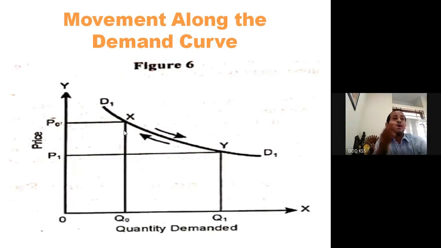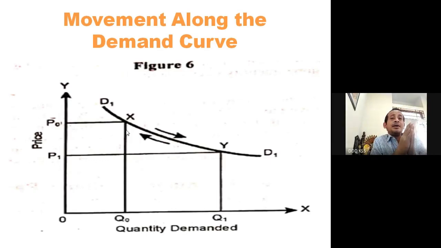Expansion means when price decreases, demand will increase. This is related to the expansion of the demand curve. And contraction means when price increases, demand will decrease, and due to that there will be a movement in the demand curve. That movement is known as contraction in the demand curve. Okay, so this is basically the movement along the demand curve.